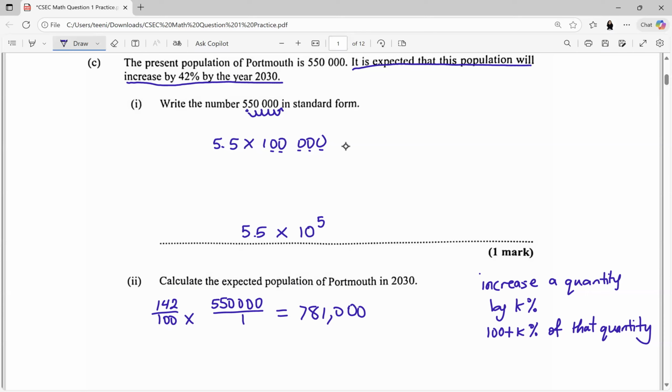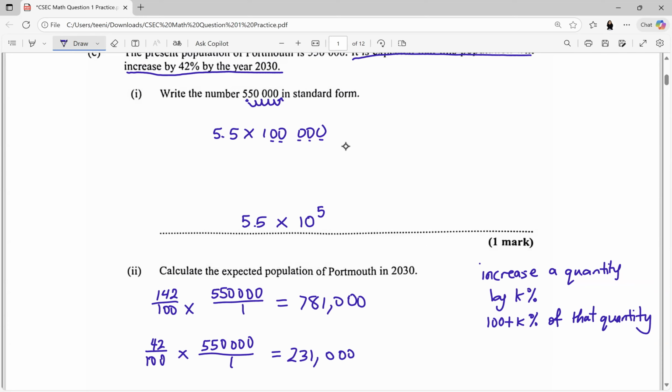The next method, Safi, would be to find out what 42% of 550,000 would be. You could either do 42 over 100 or 0.42. Both of those represent 42%. So you check 42 over 100 times 550,000, which will give you 231,000. And that's what 42% is.